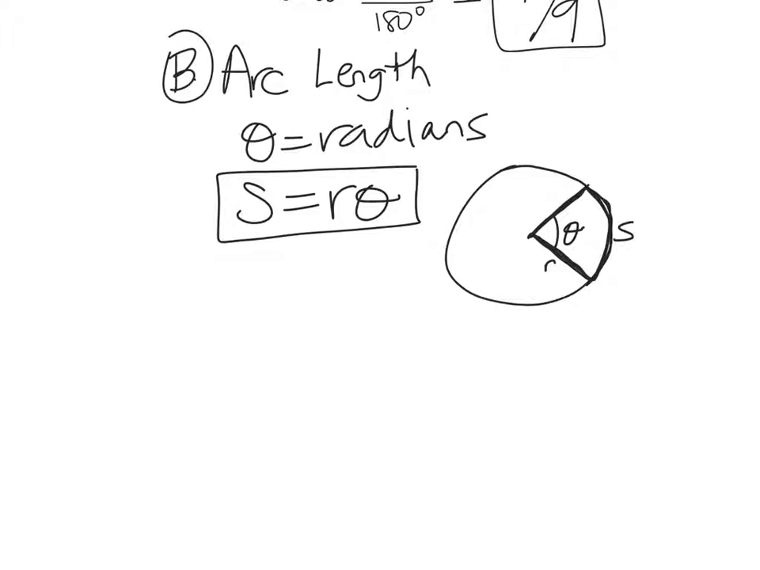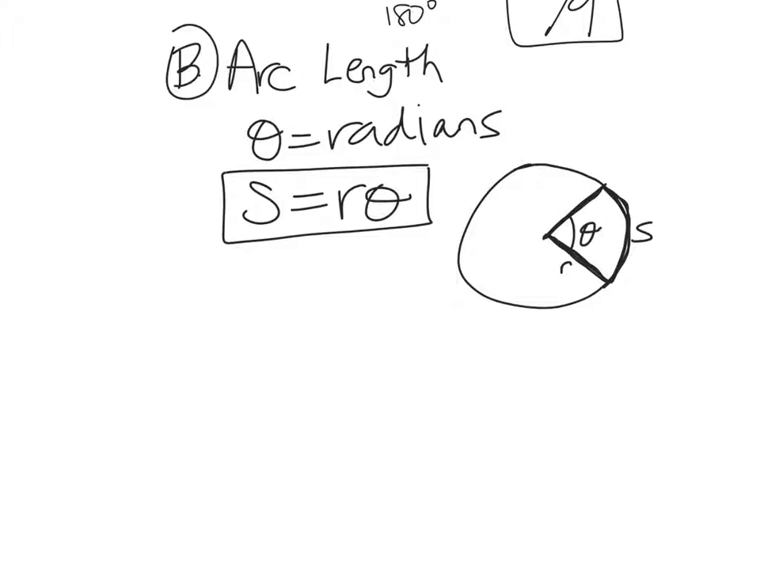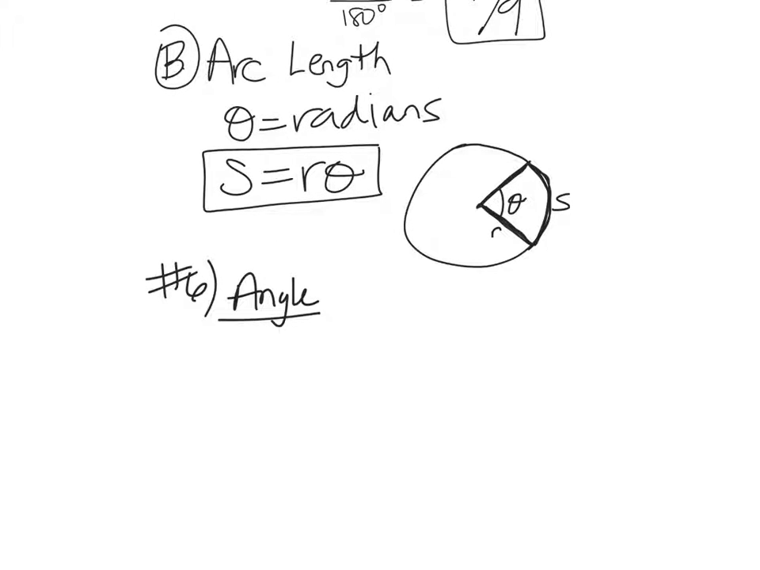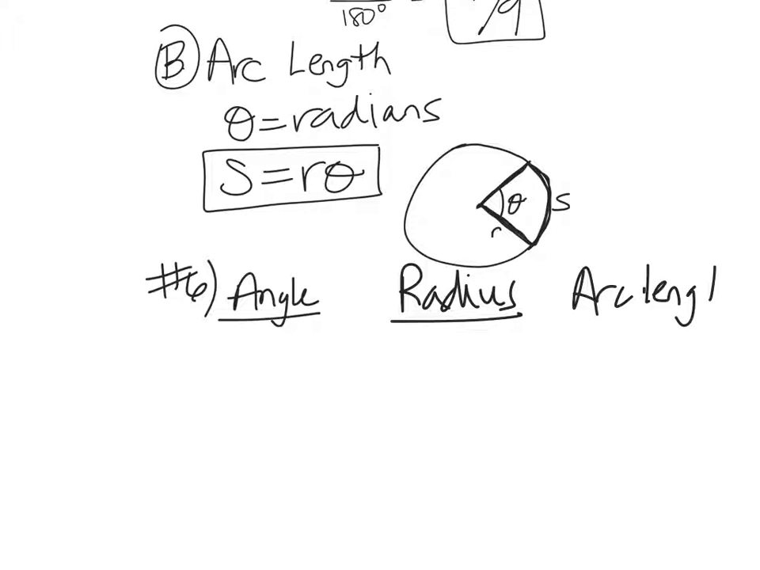And so you're going to get something like this, number 6. I have a little chart to fill out. They're going to give you an angle, maybe, radius, and arc length. Okay? And they're going to give you 2 out of the 3 things, and you have to find the 3rd thing. It's just going to change.